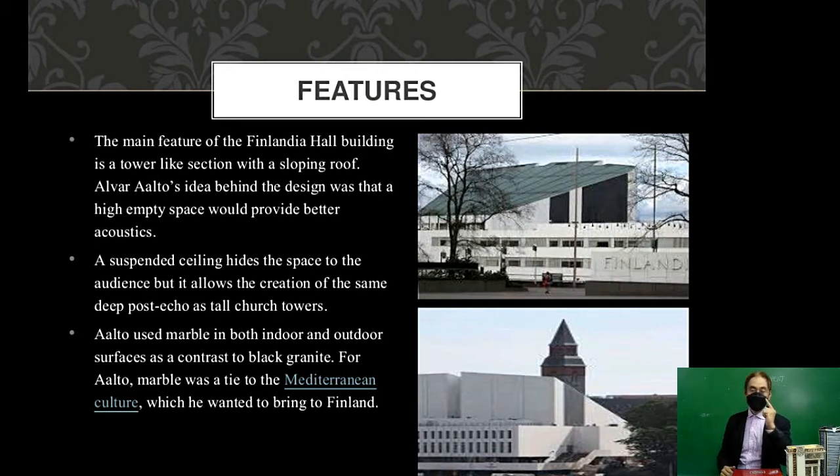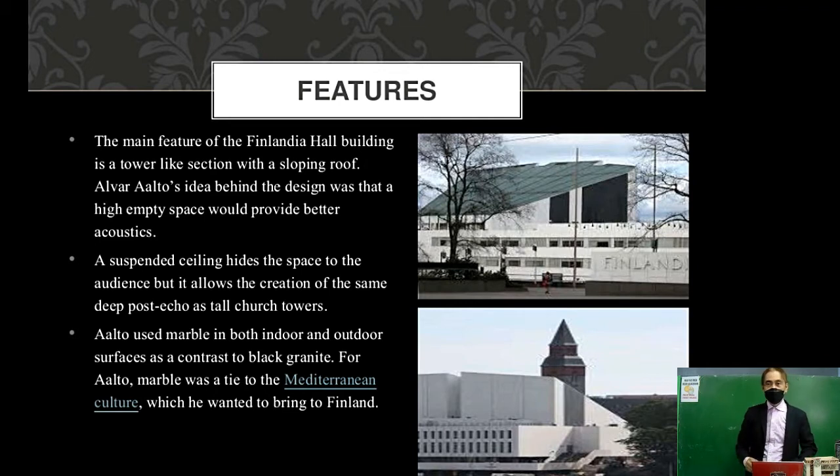The main feature of the Finlandia Hall building is a tower-like section with a sloping roof. Alvar Aalto's idea behind the design was that high empty space would provide better acoustics. So he gave emphasis on acoustics. First time I heard, along with the five masters of architecture, only Alvar Aalto talks about acoustics. A suspended ceiling hides the space from the audience, but it allows the creation of the same deep post-echo as tall church towers.